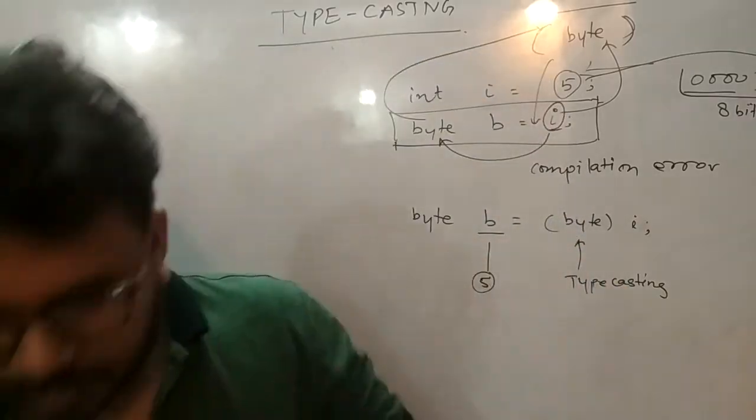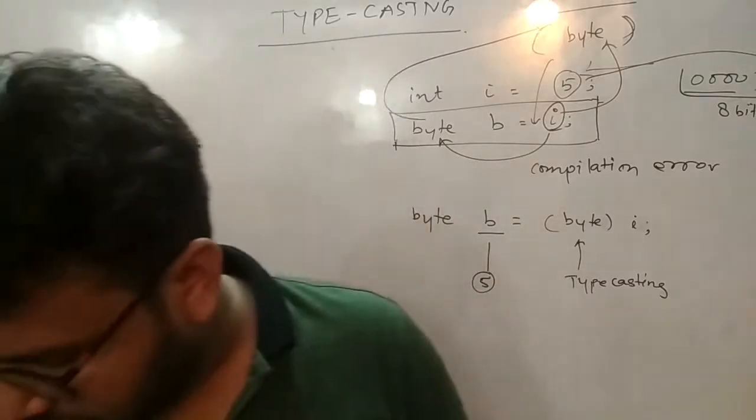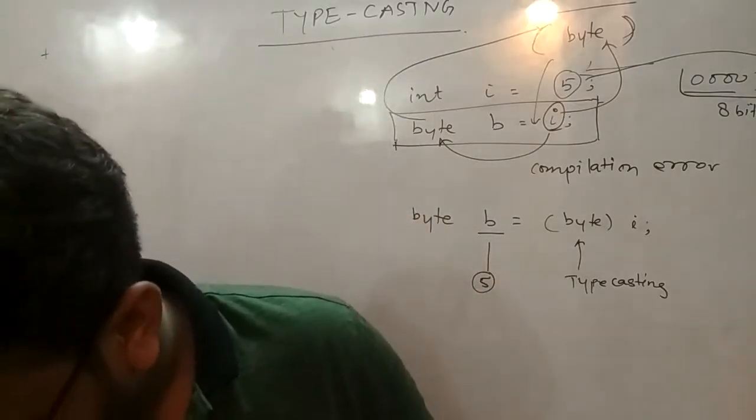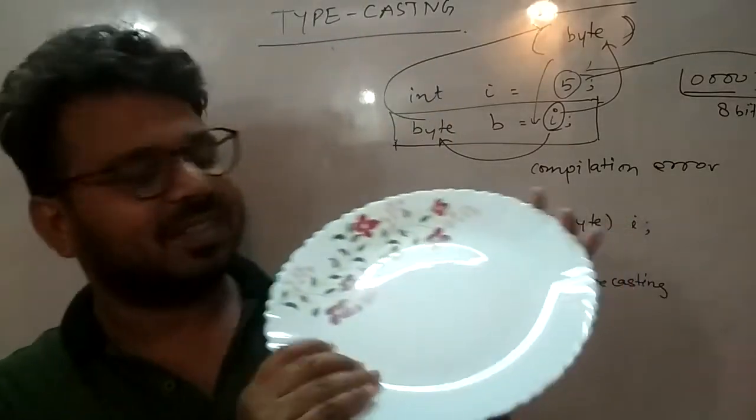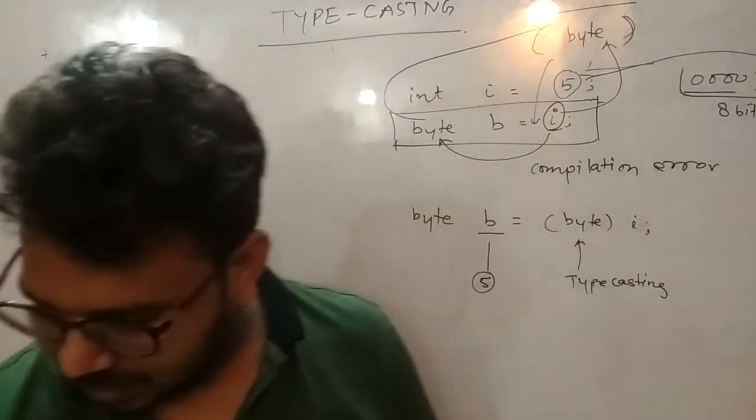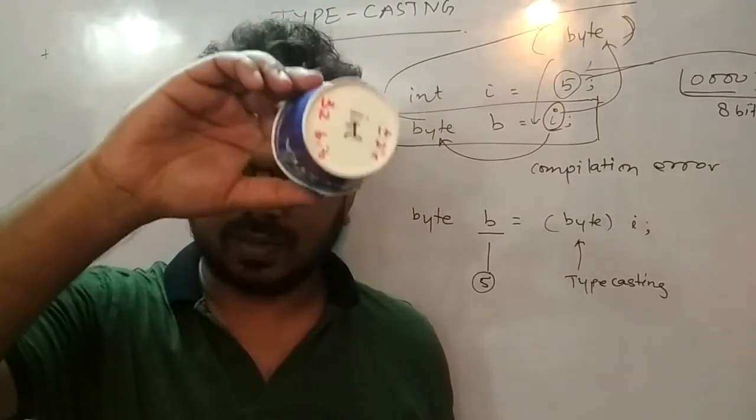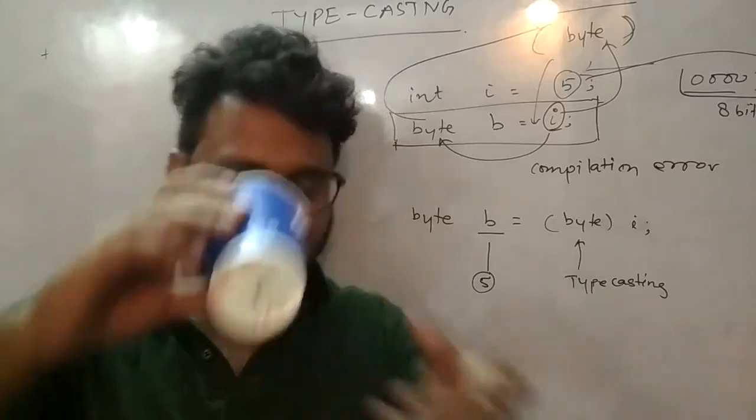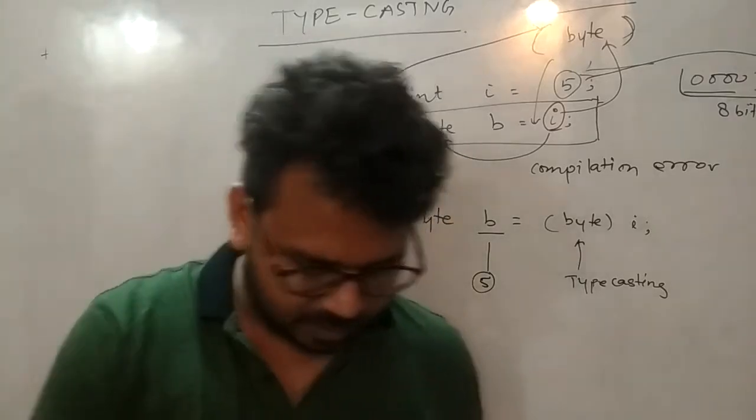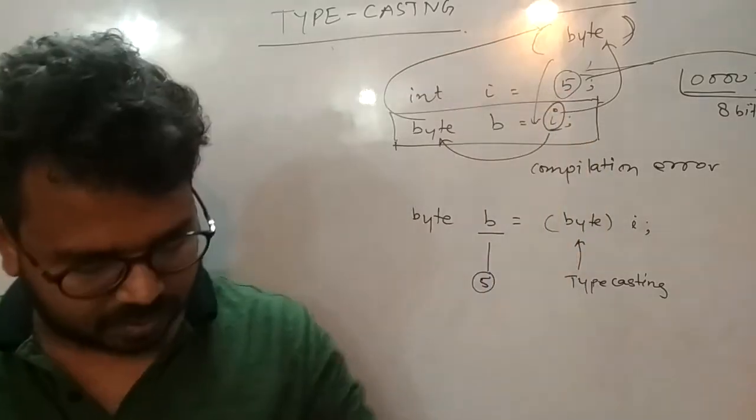But what will happen if the integer value is very long? What do you think? What will happen? So let me show you here. You can see this is the dish, and I have this integer value. Are you able to see it? Okay. So this is the integer value, and I have taken the 8-bit byte value.